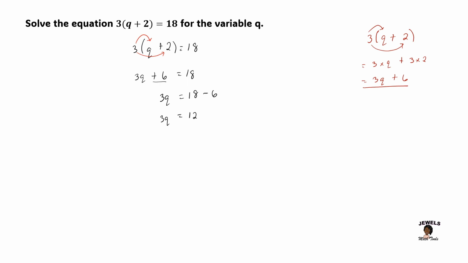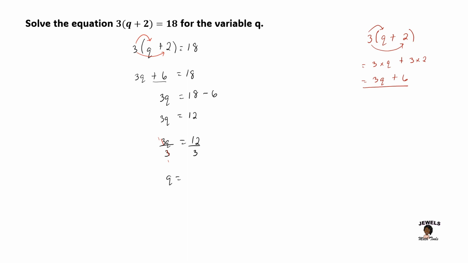And now we're going to apply our second step, which means that we're going to now take our multiplication, which is 3q, and divide it by our 3. And remember that what you do to one side of the equation, you must do to the other. So now 3 divided into 3 will equal to 1, which will leave us with our q on the left hand side of our equation.